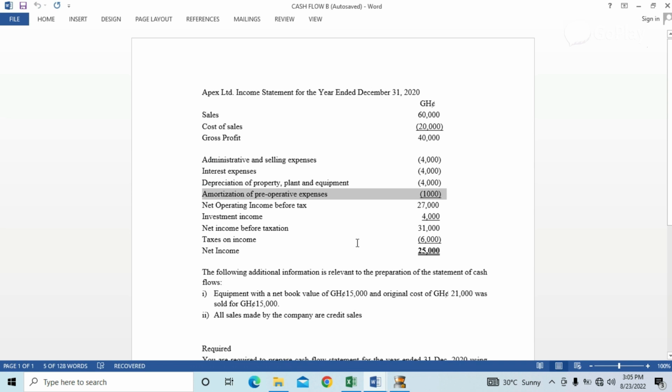So additional information is provided beneath here. The following additional information is relevant to the preparation of the statement of cash flows. Equipment with net book value of 15,000 and original cost of 21,000 was sold for 15,000. So let's check from our balance sheet and see something.